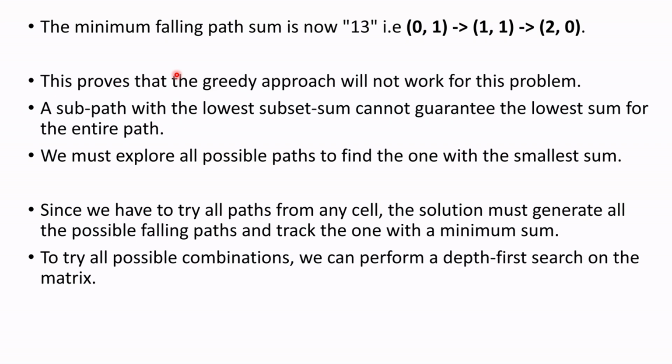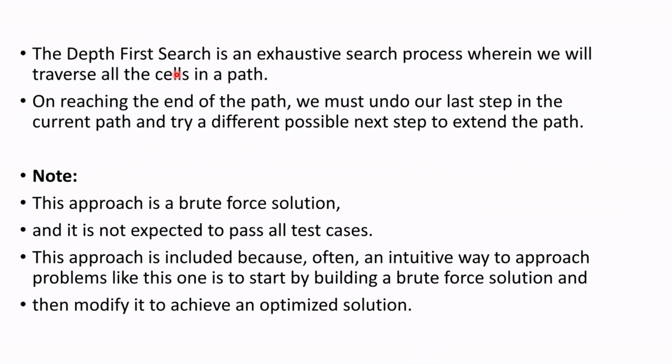So if we try all possible combinations, we can perform DFS on the matrix, because in the DFS we can go from top to down, and it will give us all possible combinations. The DFS is an exhaustive search process, where we traverse all the cells in the path. On reaching the end of the path, we must undo our last steps in the current path, and try different possible next steps to extend the path.